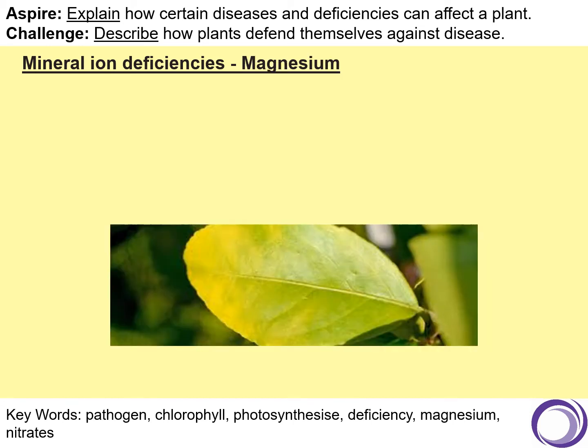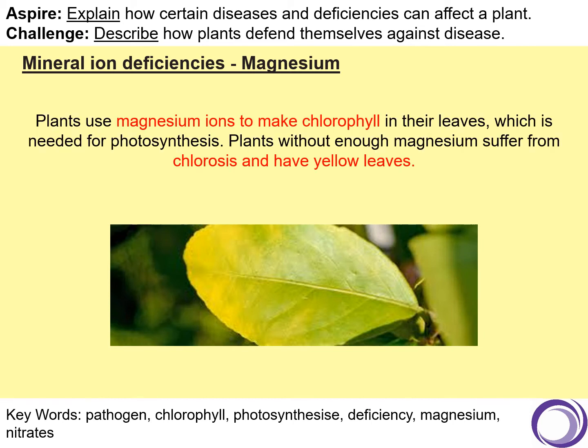Next mineral deficiency that I would like to talk to you about is magnesium. Now, plants use magnesium to make chlorophyll in their leaves. Now, chlorophyll is obviously the green pigment that is needed for photosynthesis. And plants that do not have enough magnesium suffer something called chlorosis, and they end up having yellow leaves.